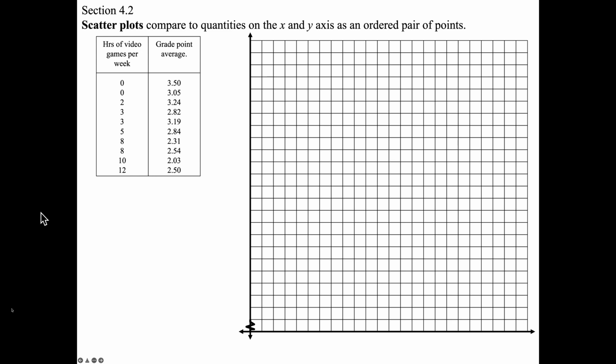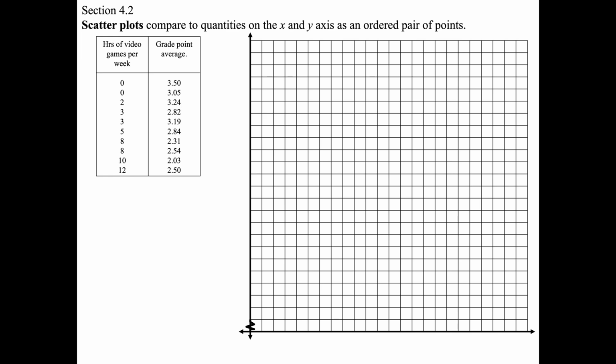In 4.2, we're going to work on building a scatter plot and finding the best fit line all by hand. So here we have a set of data: hours of video games per week, and your grade point average based on how many video game hours you're playing.